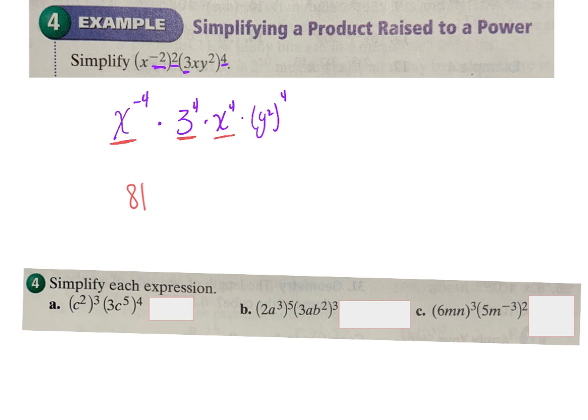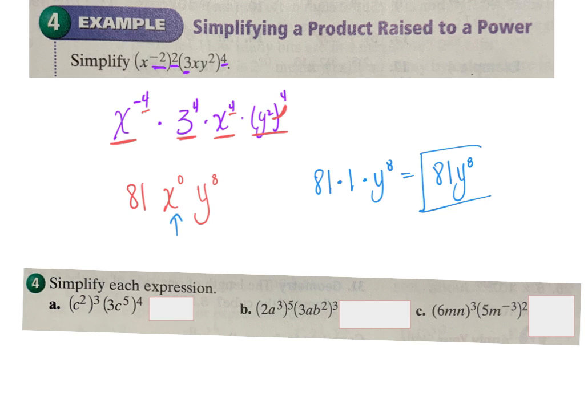These are like bases, so I'm going to add my exponents. So I have x to the negative 4 plus 4, which gives me x to the 0. And then this is a power to a power, so I'm going to multiply those, y to the 8th. I do not want to leave anything to the 0 power because that is just 1. So it's 81 times 1 times y to the 8th. So you end up with just 81 y to the 8th there.